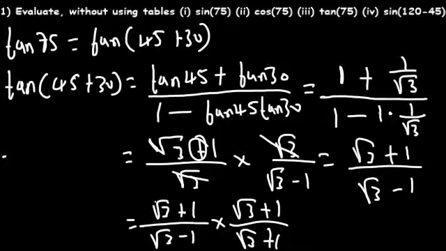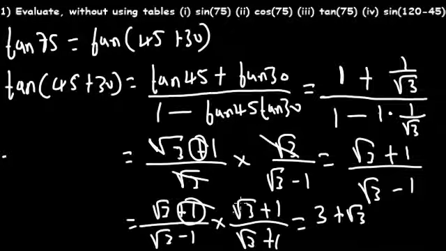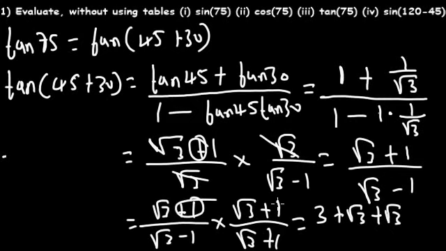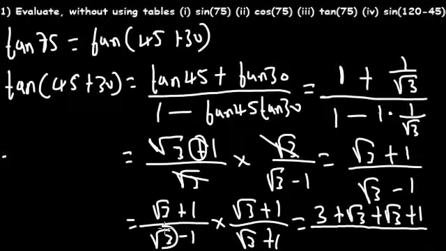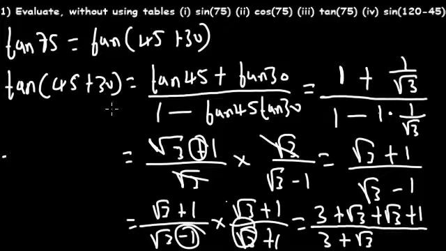Okay, perfect. So root 3 times root 3 gives us 3. Then root 3 times 1 gives us positive root 3. Again, 1 times root 3 gives us positive root 3. And finally, 1 times 1 for the numerator gives us plus 1. Then we have the division. Root 3 times root 3 again gives us 3. Then root 3 times 1, positive root 3. And negative 1 times root 3, negative root 3. And finally, negative 1 times 1 gives us negative 1.